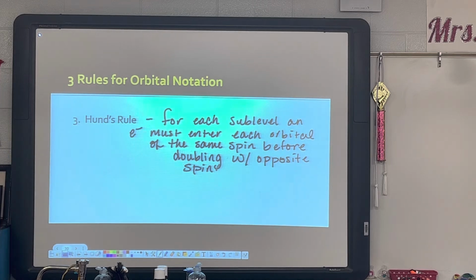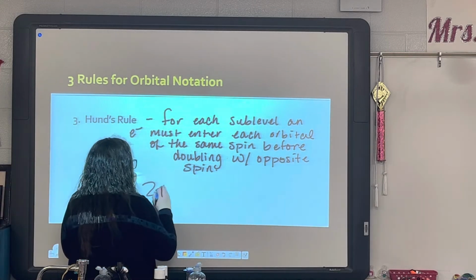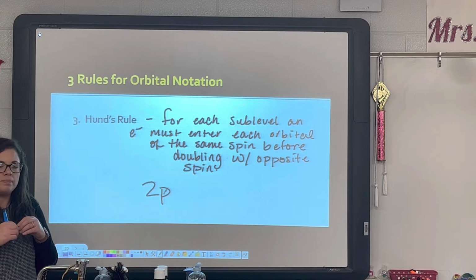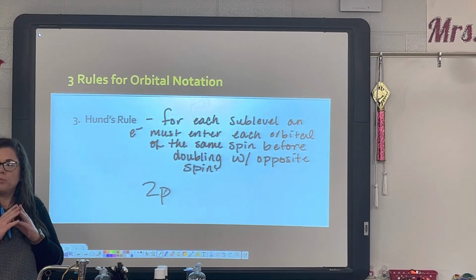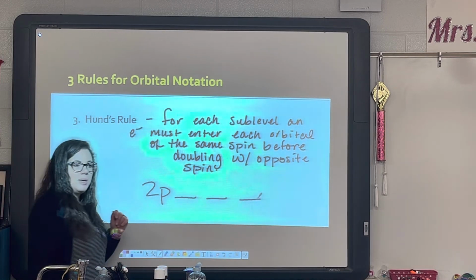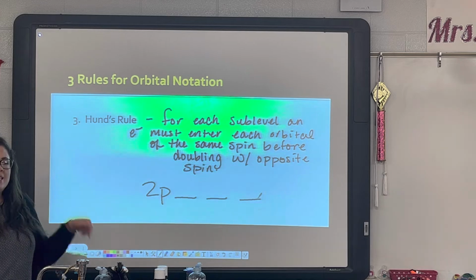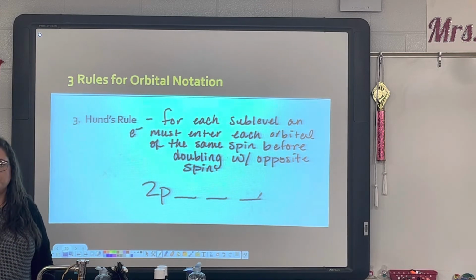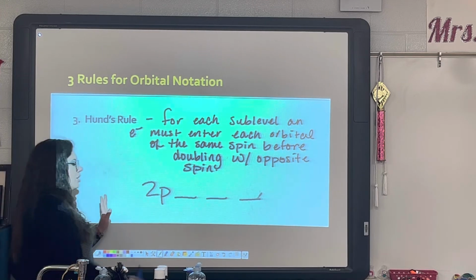So it probably doesn't make very much sense. So let me give you an example. If I had a 2p sublevel, how many different p orbital shapes did we draw? 3, right? So I would put 3 dashes. There's 3 p orbitals. Let's say I had 4 electrons. Okay? I couldn't do this.